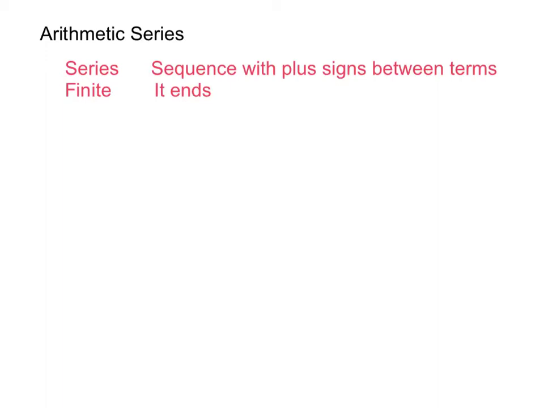A series is just a sequence with plus signs between the terms, and that's if it's arithmetic. Again, it will have the plus signs between the terms. Today we're going to look at series that are finite, which means that they have an end. You can also have infinite series, and those are the kind that will keep on going forever.